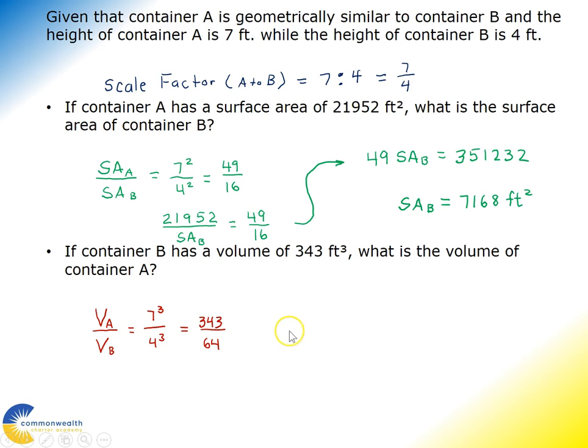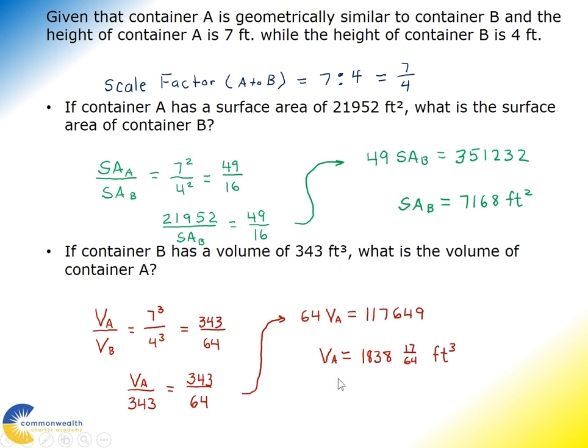So again, I'm going to set the volume of container A, which I don't know, over the volume of container B, which is 343. That should equal 343/64. And so I cross multiply and divide by 64, and I get 1,838 and 17/64 cubic feet. And every once in a while, they may throw a mixed number at you on the quiz, so don't be alarmed if you see one.